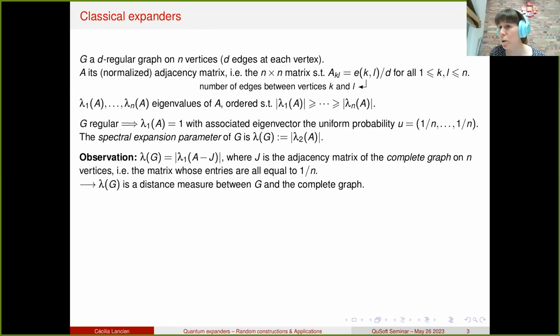Sorry, can you repeat? Can there be multiple edges between two vertices?